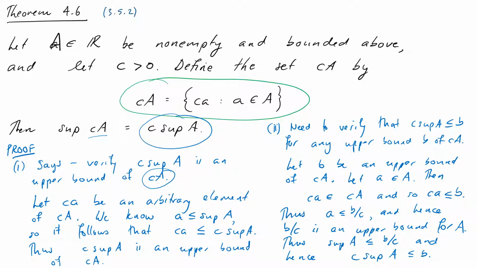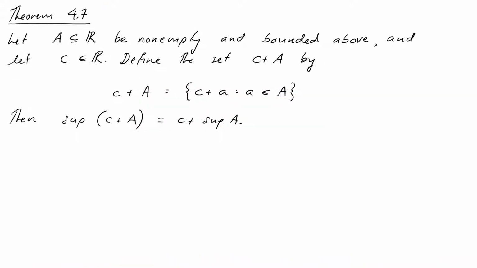When I multiply through by C now, I've shown that C sup A is less than or equal to B. Remember that B was an arbitrarily chosen upper bound of CA. So C sup A is less than or equal to it, and we've already established that it was an upper bound in part 1 of the proof. We've now established that it's less than or equal to any other upper bound, thus our theorem is true. The supremum of CA is C sup A. And we can do many similar things. For example, instead of multiplying by C, we can add C, and we can prove a similar statement for the supremum of C plus A. I'm not going to go through and prove it because the structure is almost identical to the previous one, so we'll just leave that proof as an exercise.